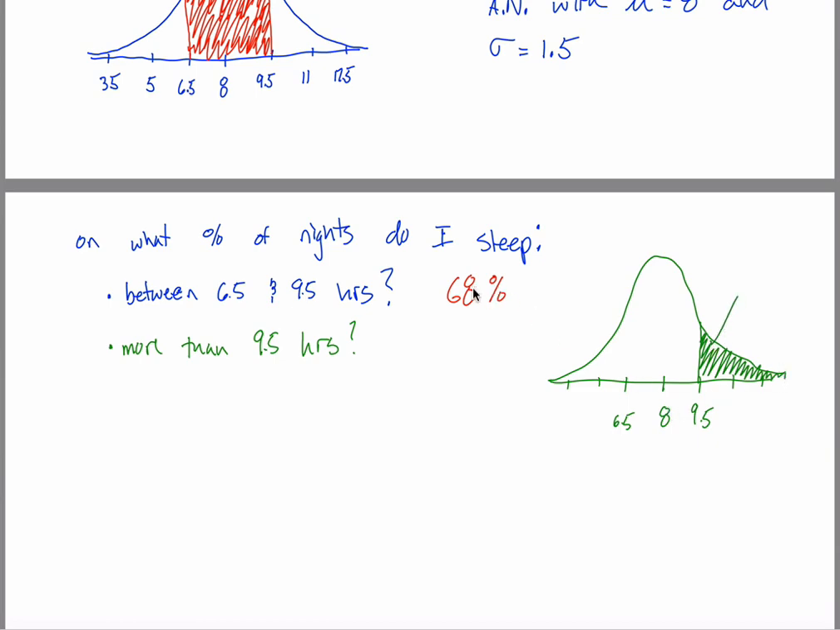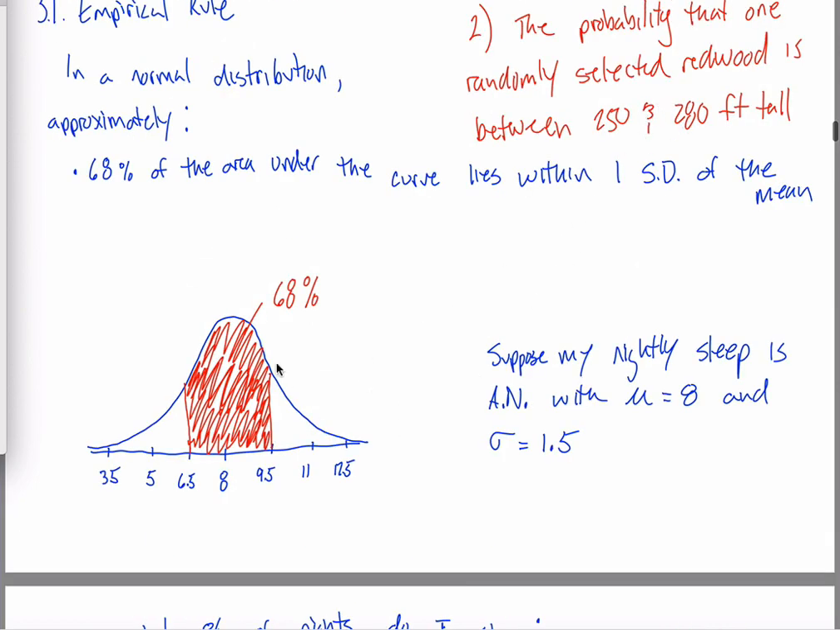It's not 68%, right? Because 68% would be from 6.5 to 9.5. Here's my 68% in here. So what is it? What's green? Well, the idea this time is to recognize that the total area underneath the curve always has to be 100%, right? On all nights, I get some amount of sleep. All trees have some sort of height associated with them. The total area underneath the curve is always 100%. So if I know that 68% is shaded right here, I know that 32% is not shaded.